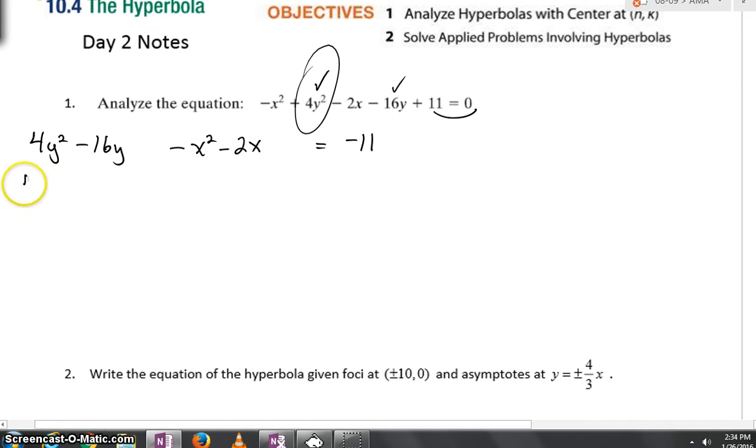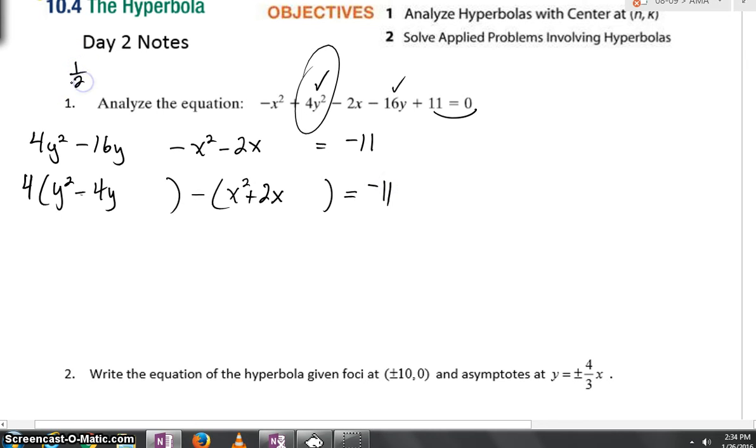But look, suffice it to say, what you can do is first factor out whatever your lead coefficient is. Factoring is really undistributing. It's really dividing. Distributing is multiplying, so factoring is dividing. So I'm going to factor out a negative 1 here. So in other words, I'm going to divide by a negative 1 for both of these values. And now I'm going to complete the square.